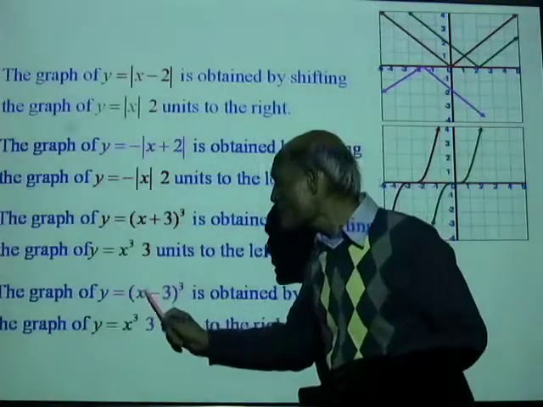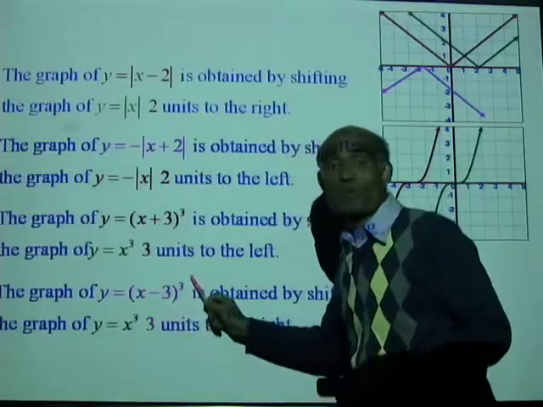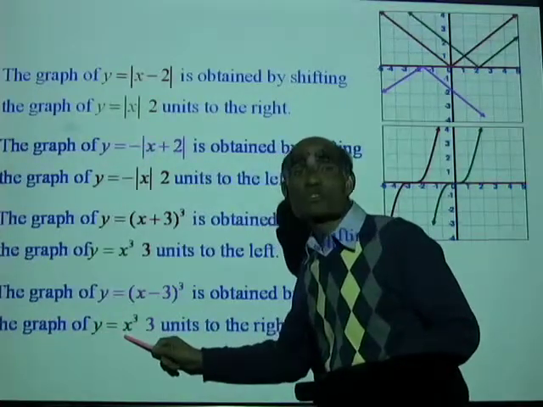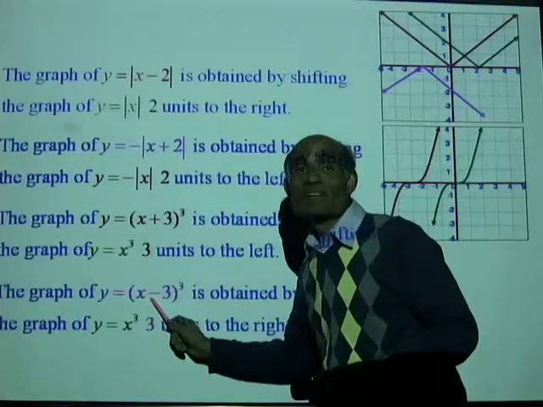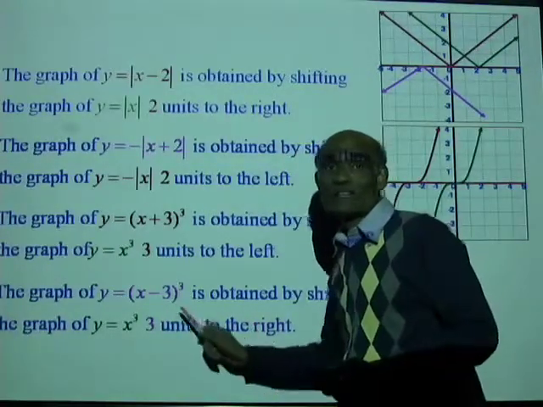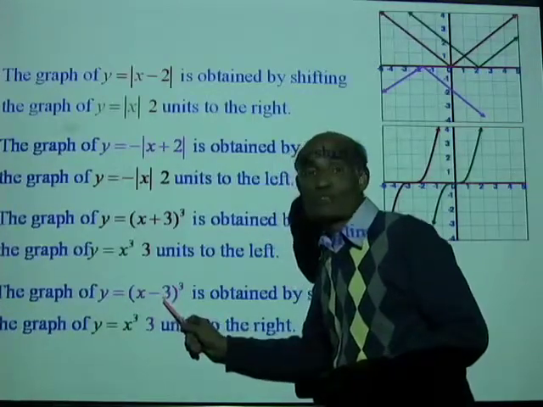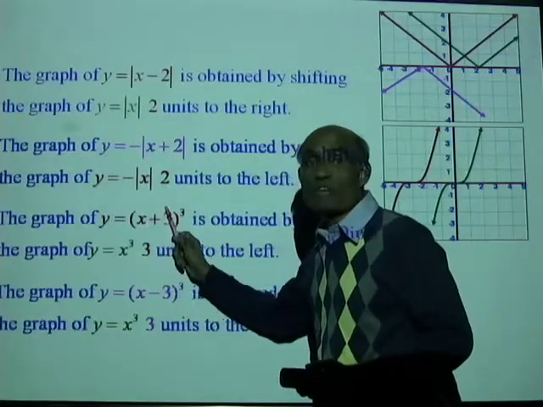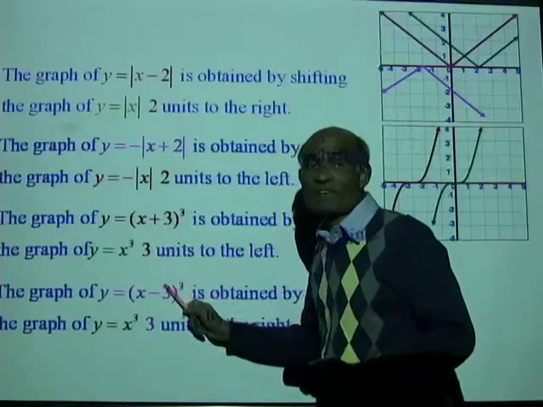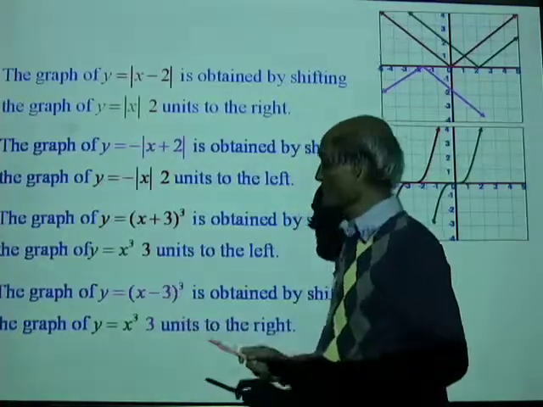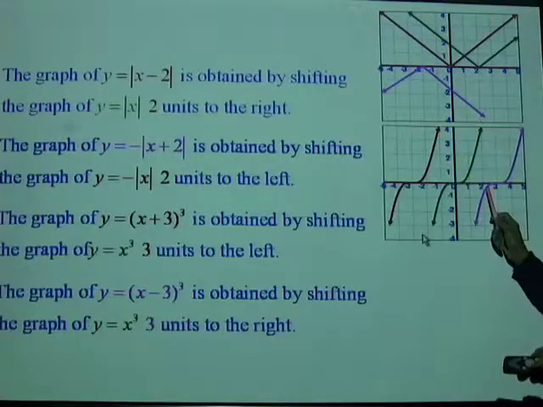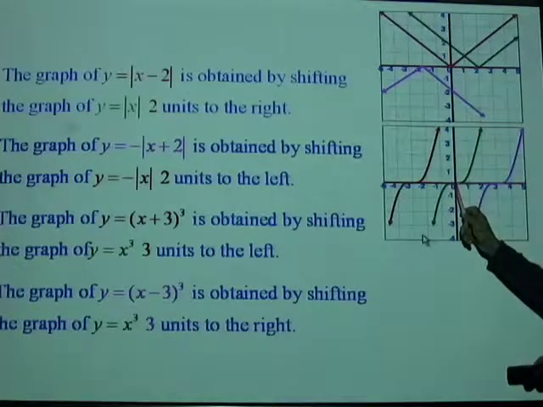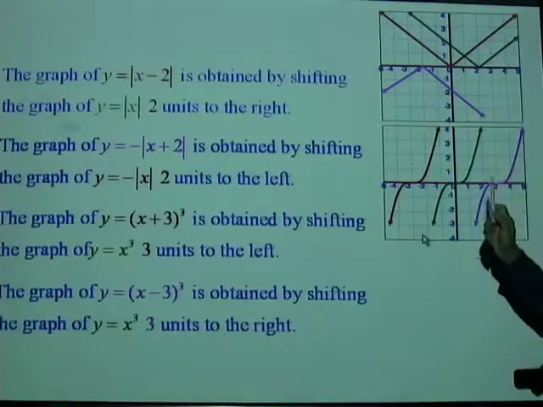How about this? The graph of y equal to (x minus 3) all to the power of 3 can be obtained by shifting the graph of y equal to x cubed which way? 3 units to the right. Here the h value is positive. Well, don't get confused again. You must understand, in the previous case the h value is negative. In this case the h value is positive. Alright, so this is the graph of y equal to (x minus 3) all to the power of 3. It is translated 3 places to the right.